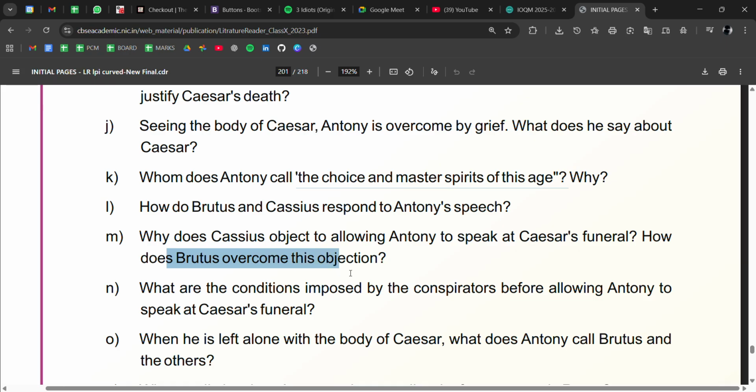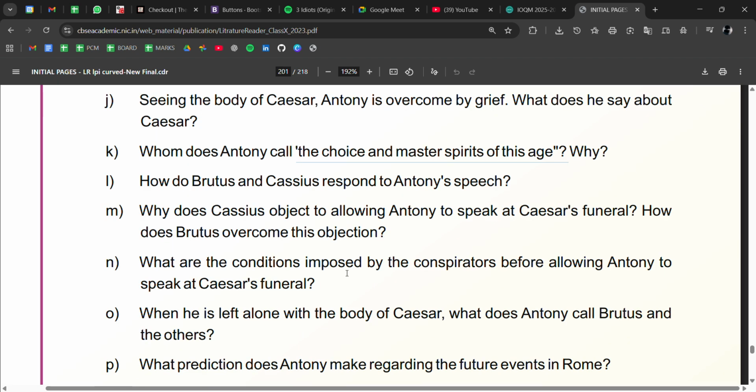However, Brutus overcomes this objection by placing conditions on the speech that will be given by Mark Antony. He says that Antony will only speak with the permission of the conspirators and will speak after Brutus has himself explained their reasoning. Brutus believes that his logical appeal will be stronger than that of Mark Antony. So, directly related to the next question, what are the conditions imposed by the conspirators?